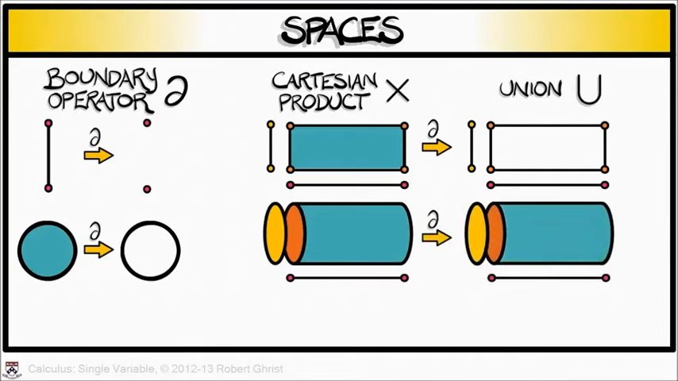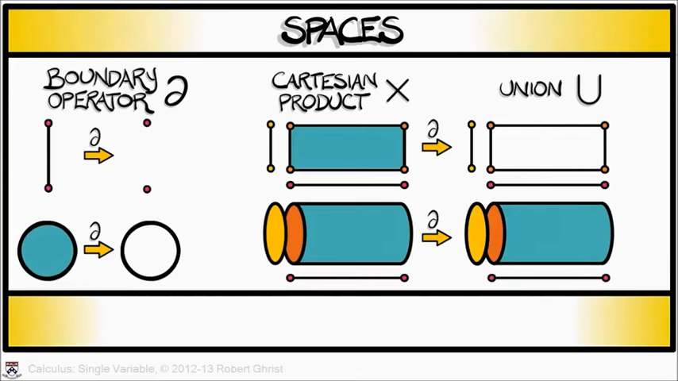Let's see if the same thing works with the cylinder. If I look at the boundary of this cylinder, then what does it consist of? It consists of the two end caps, which is the circular disk, cross the boundary of the interval. But it also has the side that wraps around. That is the interval times the boundary of the circular disk. If we take the union of those collections, we get the boundary of the cylinder.